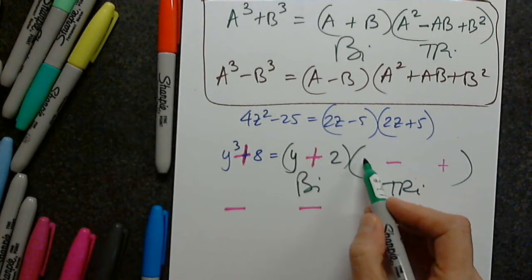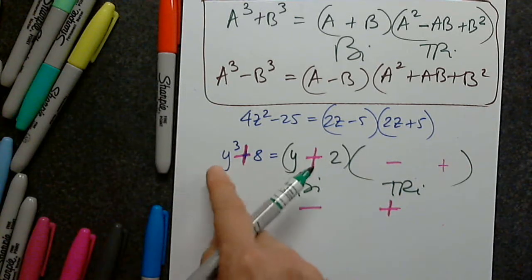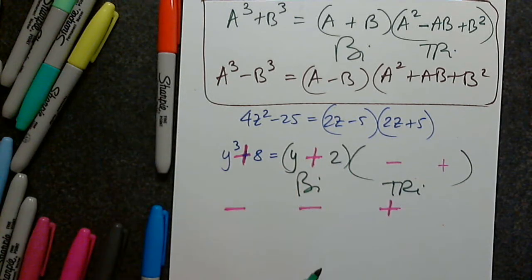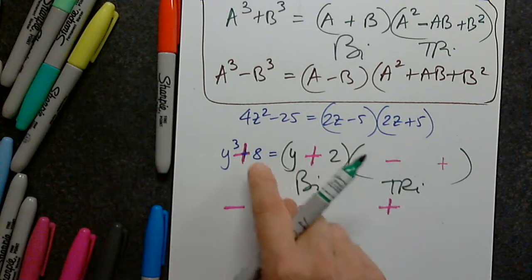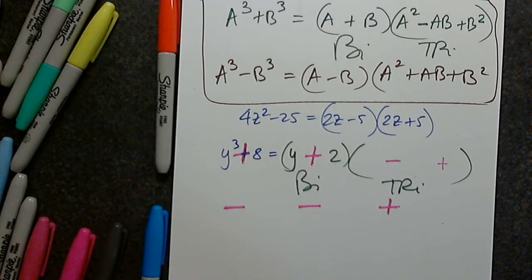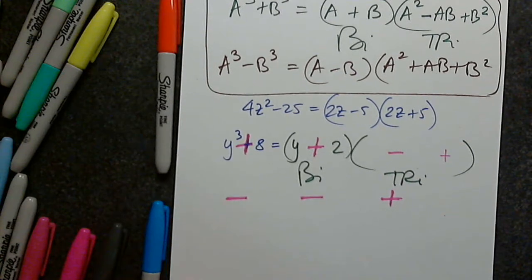Ready? Where do you get y plus 2? Y to the third is y to the third. 2 to the third is 8. Take the cube root of both of them and put them in the binomial. That's another way of putting it.